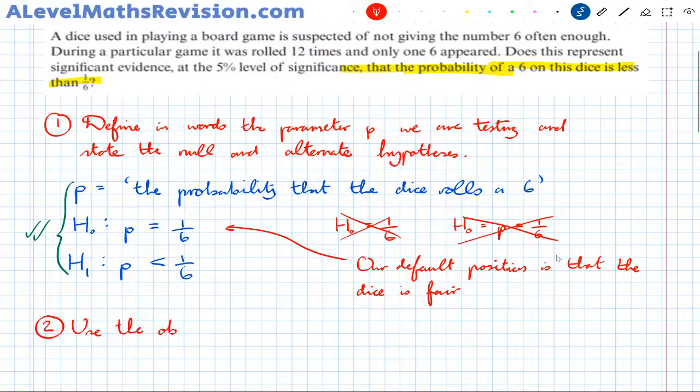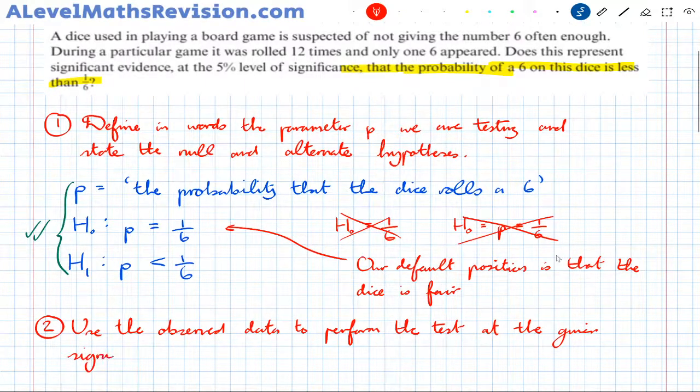Use the observed data to perform the test at the given significance level. Now, I haven't even told you yet what a significance level is, so we'll have a look at that now.